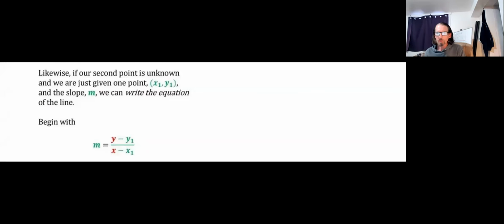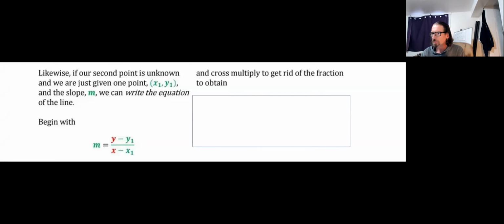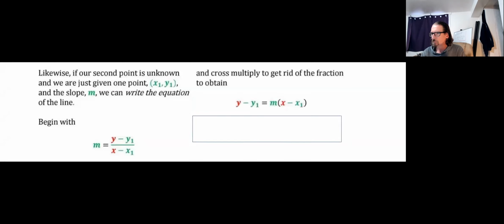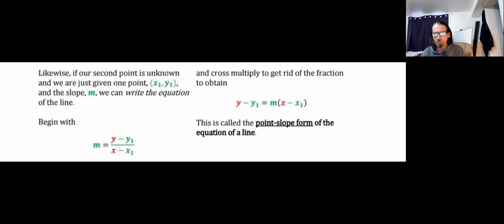And how can I make this claim? Well, now if we put the x1 comma y1 in green as something known and the slope as something known in the slope formula, all we need to do is cross multiply to get rid of the fraction, and that's going to give us this. That form of the equation of a line is known as the point slope form.